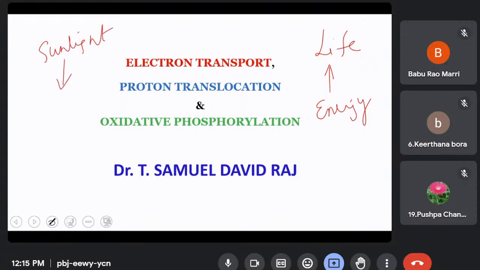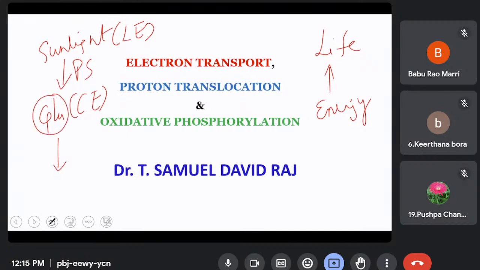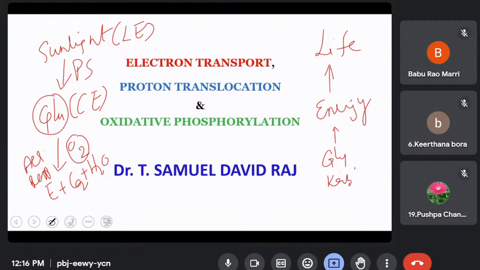This sunlight is converted, that means the light energy is converted during photosynthesis into glucose, and this is called chemical energy. And this glucose is oxidized, that means in the presence of oxygen it is broken down to release energy plus carbon dioxide plus water. Because oxygen is required here, this is called aerobic respiration. And this aerobic respiration takes place in 3 steps: one is glycolysis, second Krebs cycle, and third electron transport system.